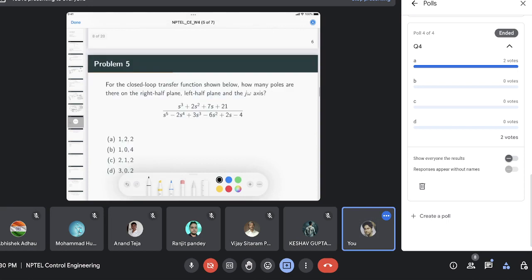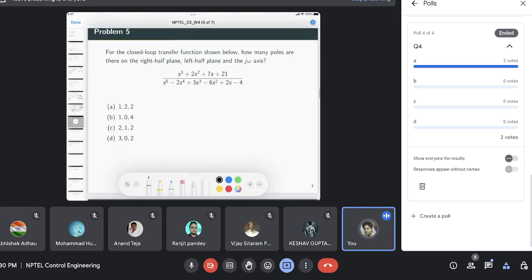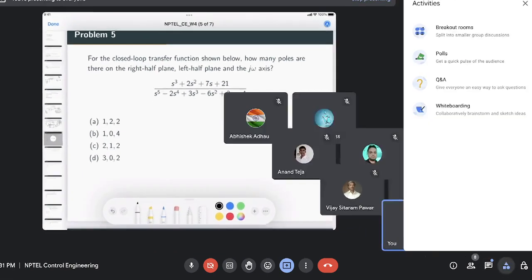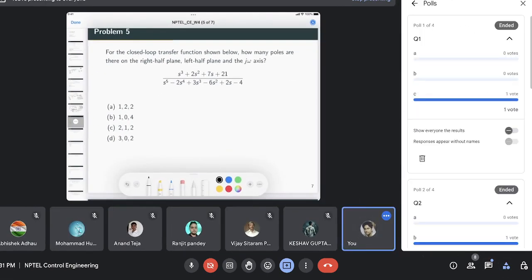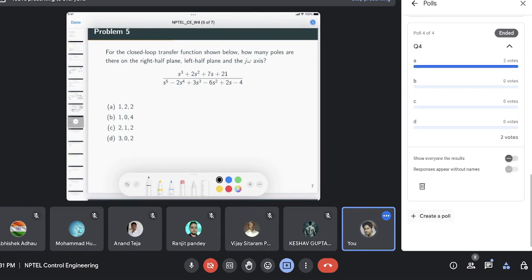Again, this is the same analysis. You have a closed loop transfer function, and you have to count how many right half, left half, and imaginary axis poles there are. So apply this, and whatever I told you, just do it for this problem. This is question 5, so I am again starting on Routh.